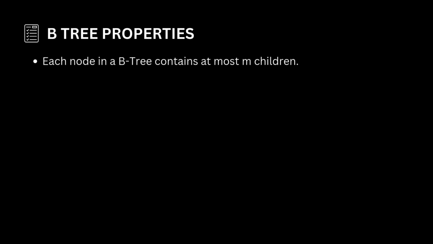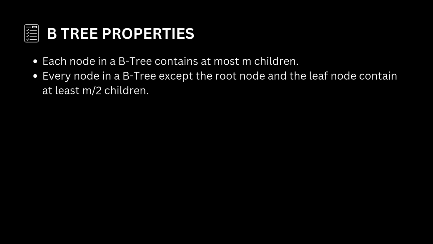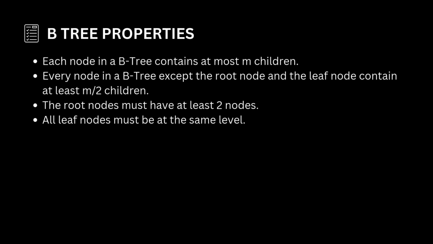A B tree of order M contains all the properties of an M-way tree. In addition, it contains the following properties. Each node in a B tree contains at most m children. Every node in a B tree except the root node and the leaf node contains at least m/2 children. The root node must have at least 2 children. All the leaf nodes must be at the same level.